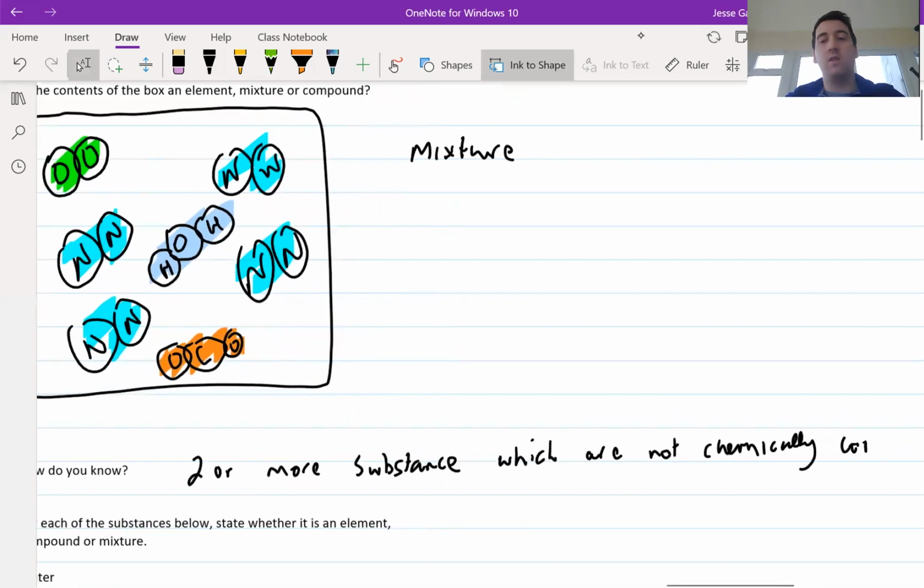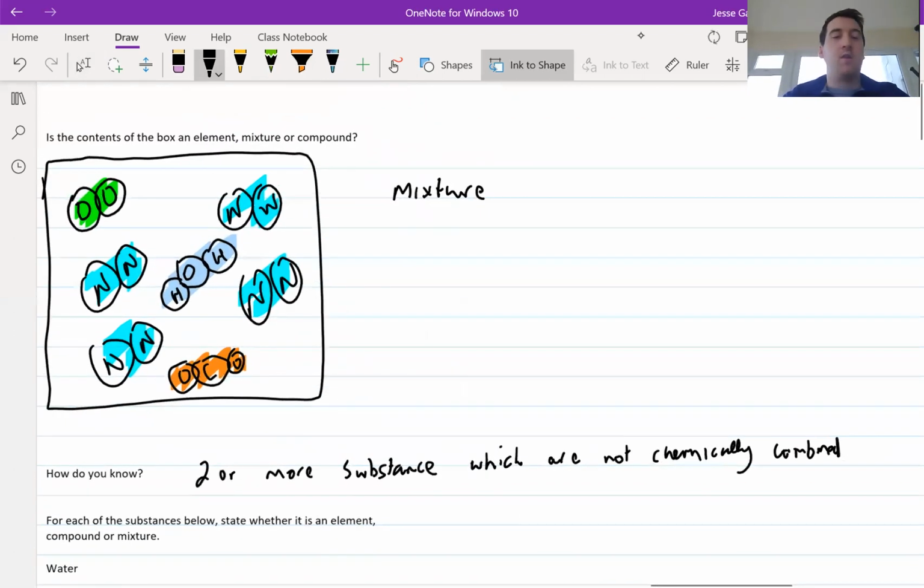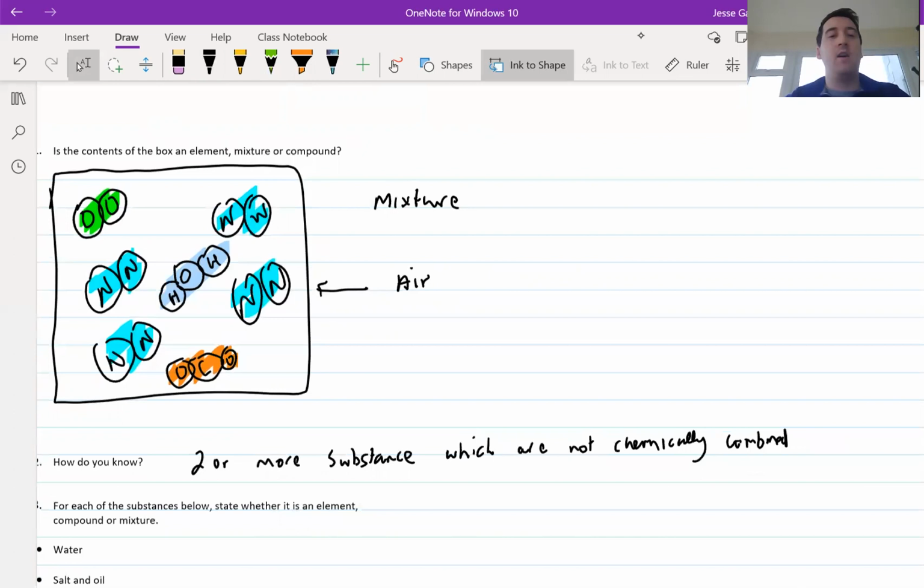Two or more substances not chemically combined. Now, this here is a mixture of gases. This mixture is actually air. It's the air that we breathe. We've got oxygen gas, we've got nitrogen gas, we've got water vapor, basically water as a gas, and we've got carbon dioxide. You will notice that I've drawn mostly nitrogen because air is mostly nitrogen.